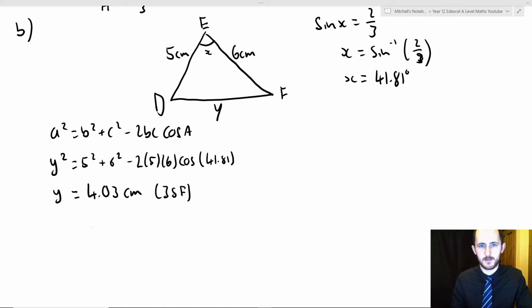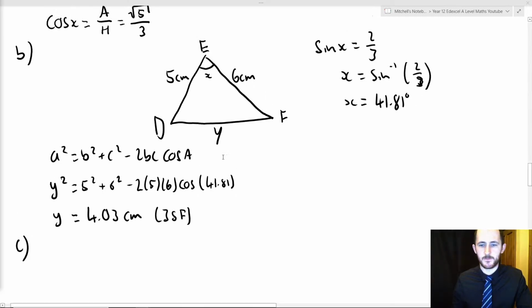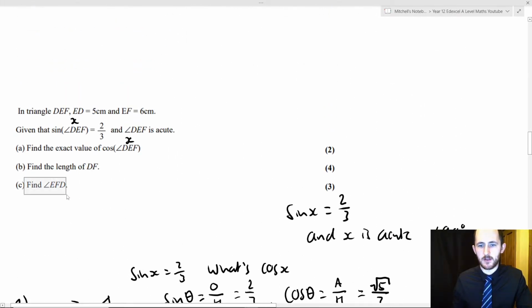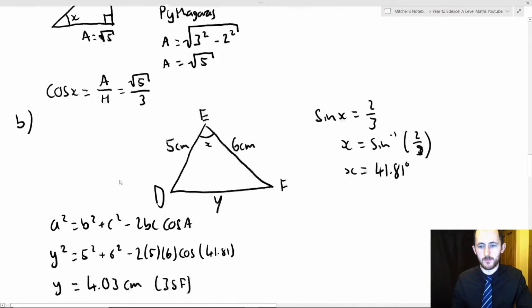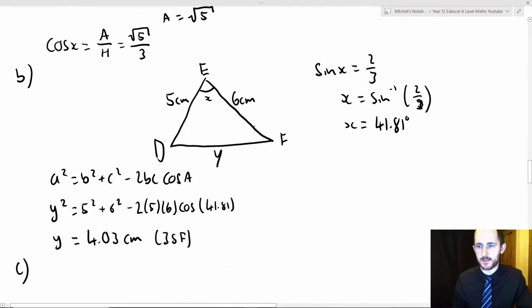And then lastly, part C, find the angle EFD. Okay, cool. So EFD, that's going to be this angle over here. Let's call that Z. Okay. So what we can do is actually replace these letters now. So Y we've worked out is 4.03. We've worked out X to be a fairly long number, but 41.81.